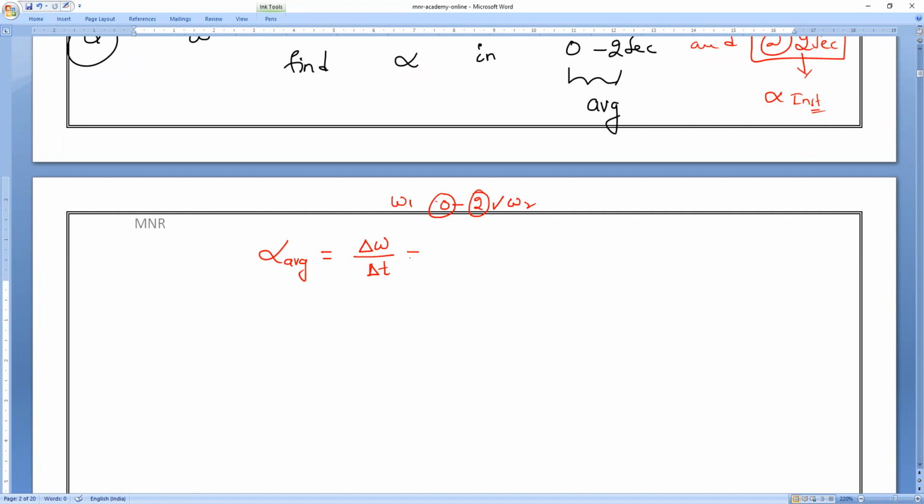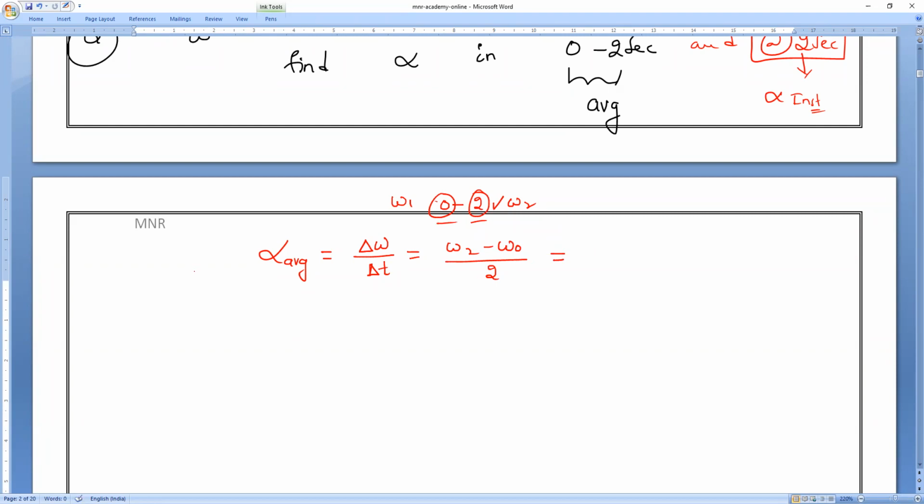Average angular acceleration means the change in angular velocity, omega 2 minus omega 1, divided by the time period. Yes or no, guys? So omega 2 minus omega 0, divided by the time period, 0 to 2. That is 2 minus 0, which is equal to 2.